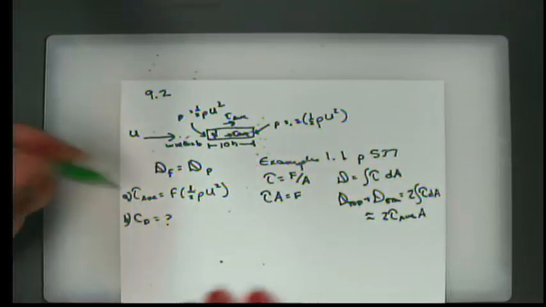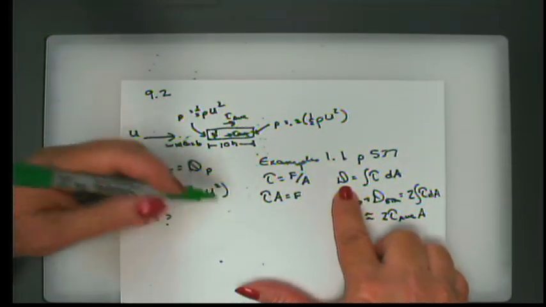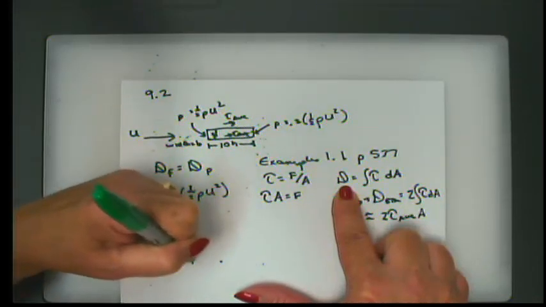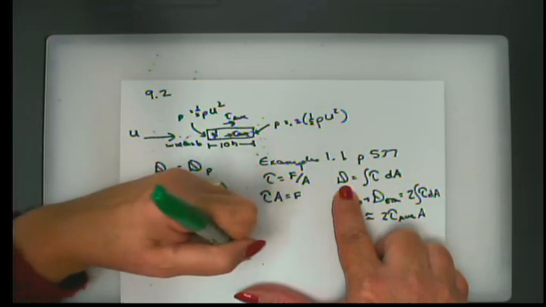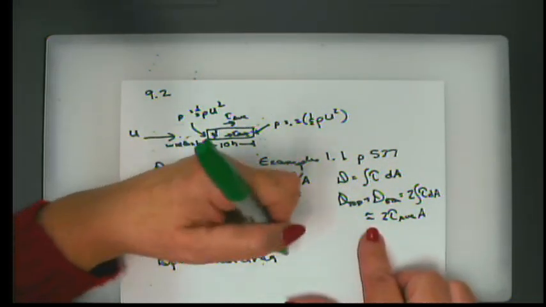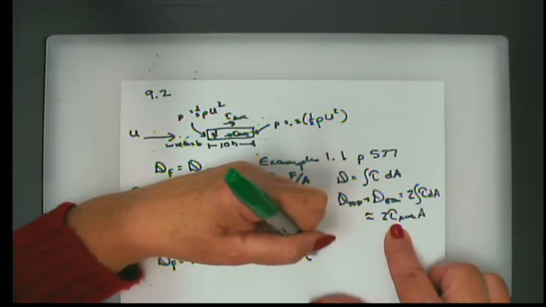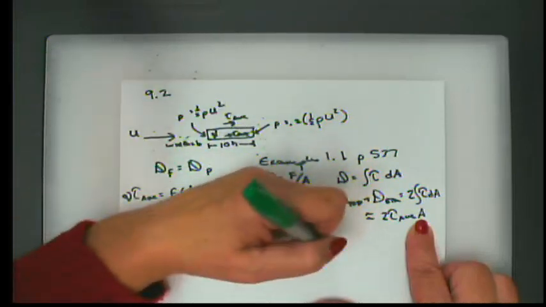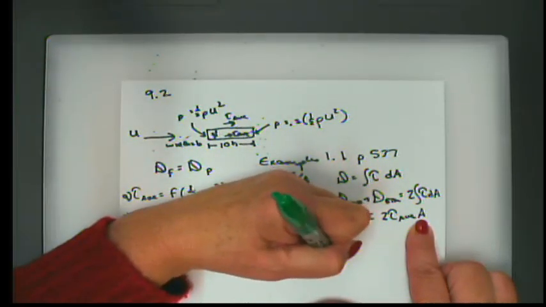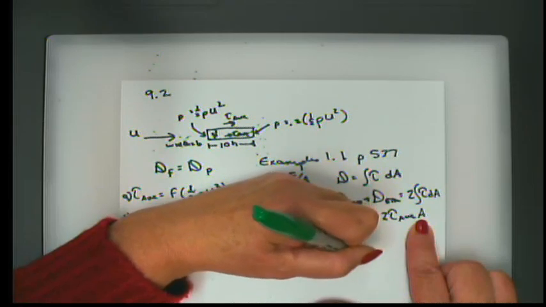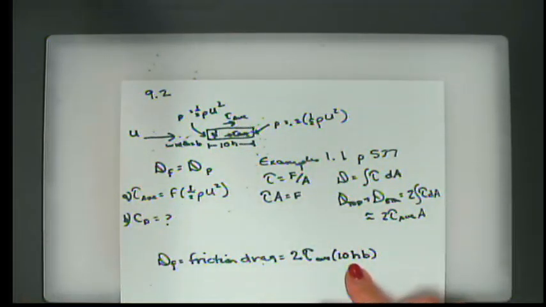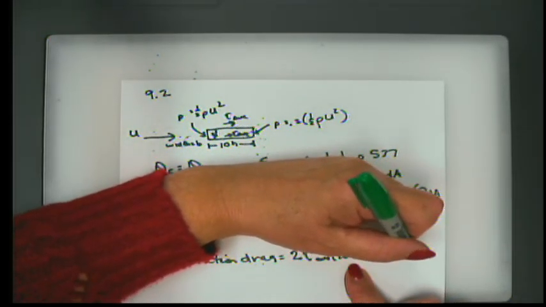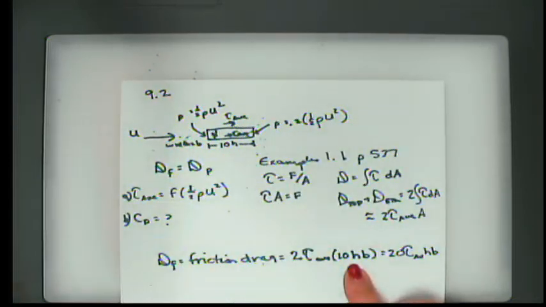Continuing with this idea, let's say D sub f, which is friction drag, is then going to be equal to 2 times tau average times the area. And what is the area? Well, it's 10 times h times b, which is the width. So 10 times h times b, which is just that leading edge area. So I can say it's equal to 20 tau average times h times b.